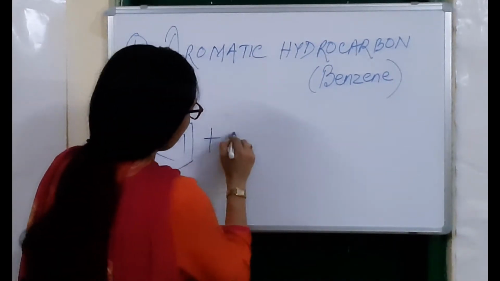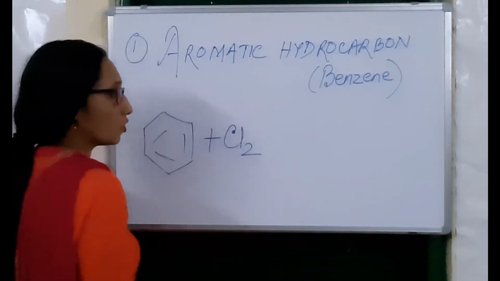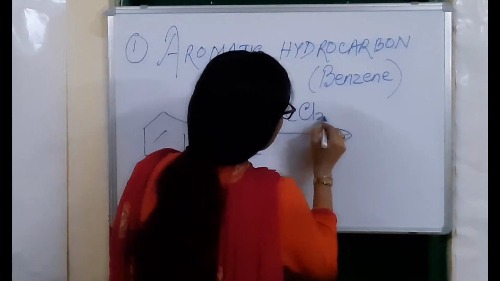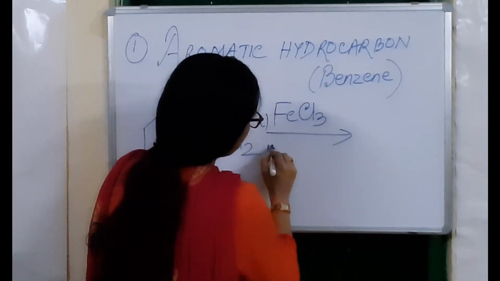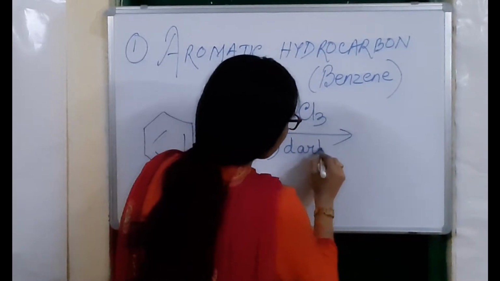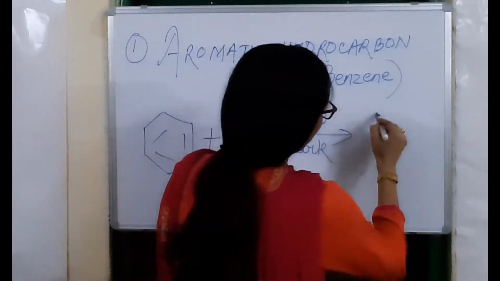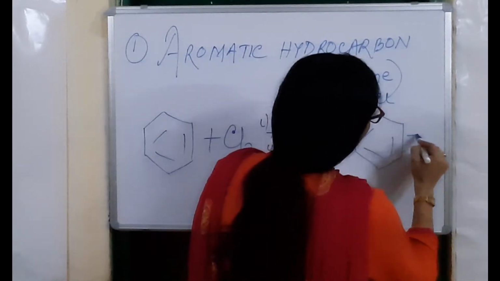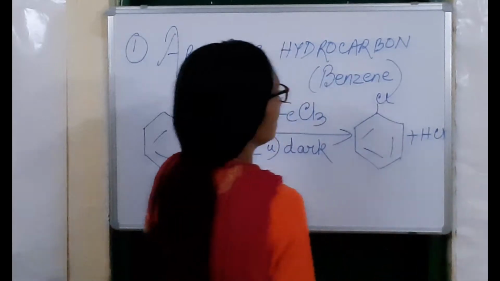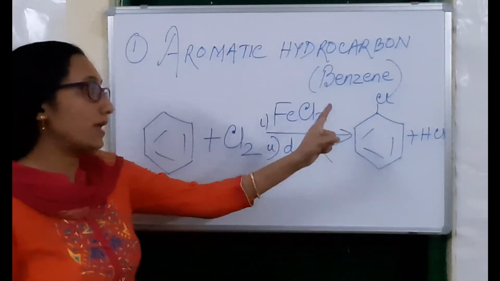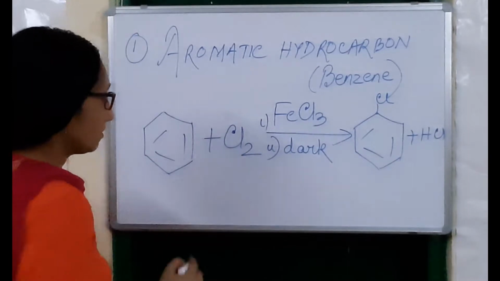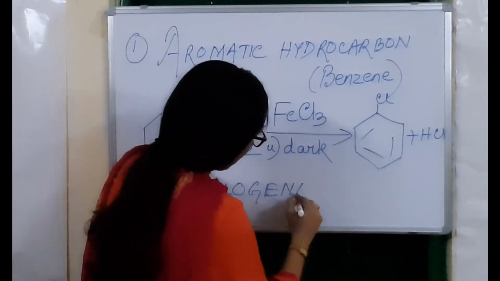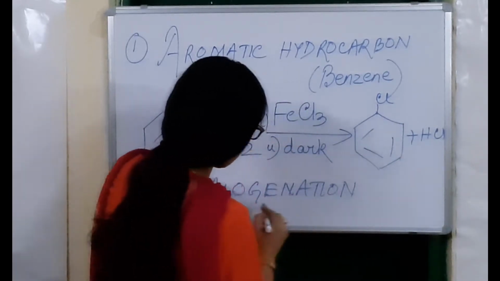Benzene plus chlorine in the presence of Lewis acid. The reaction takes place in dark. What we will get? We will get chlorobenzene plus HCl. So we prepare chlorobenzene from benzene by halogenation of benzene. Halogenation, in our case, it is chlorination.